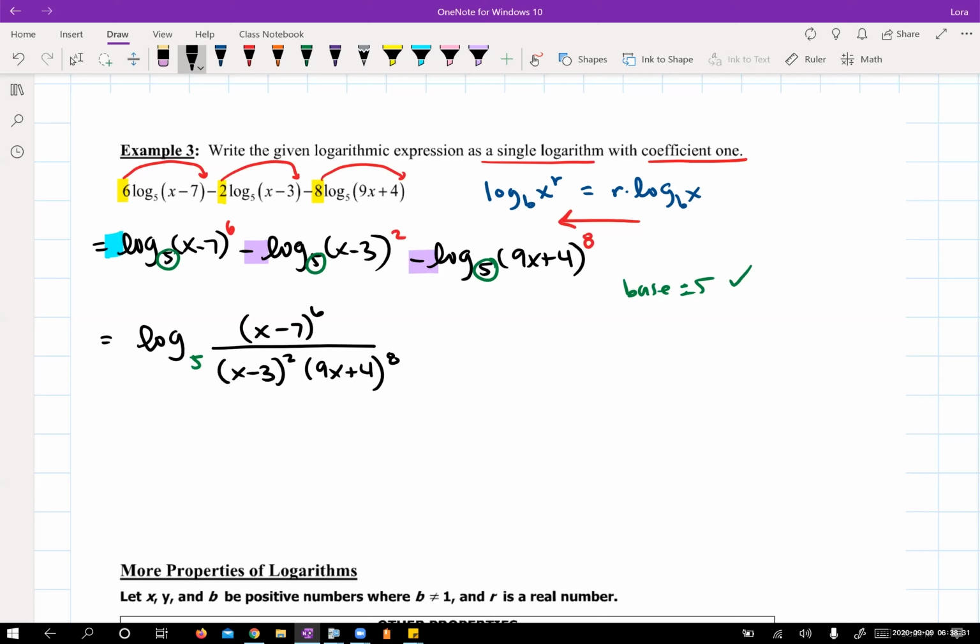So notice when you write as a single logarithm with coefficient 1, there's only one log with base 5. And then you're just going through and double checking. Any logarithm that had a positive coefficient, their argument would be in the numerator. Any logarithm that had a negative coefficient, their arguments would be in the denominator. And we are now in compact form.